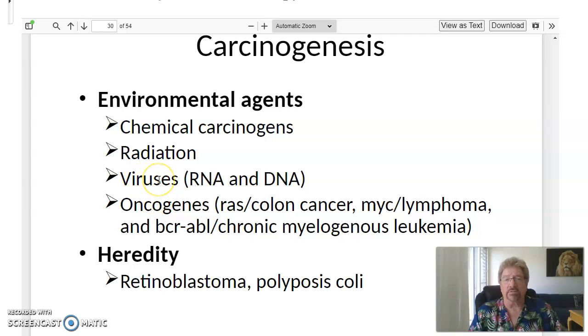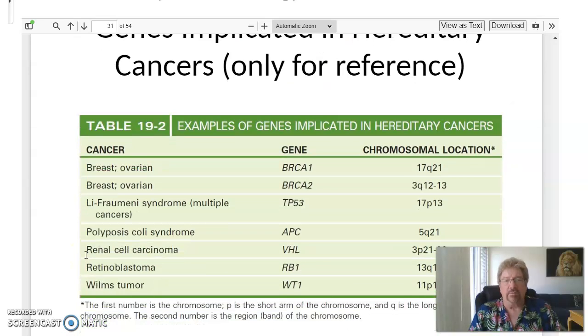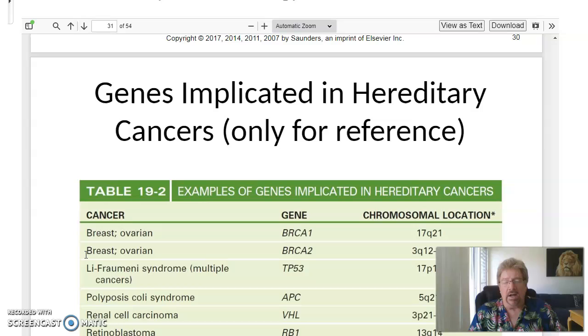There are some viruses that do. Oncogenes. RAS oncogene is linked to colon cancer, MYC to lymphoma, etc. Heredity. There's a strong hereditary component, guys, for cancer. It runs heavily on my mother's side of the family, unfortunately. Some of it we don't know. I think a lot of it's just, well, even the experts say, guys, a lot of it's just lifestyle related.